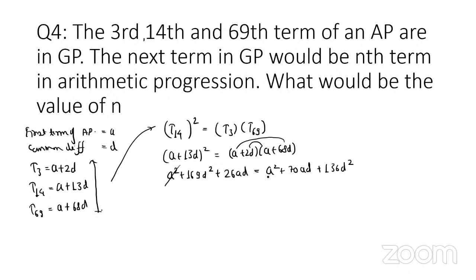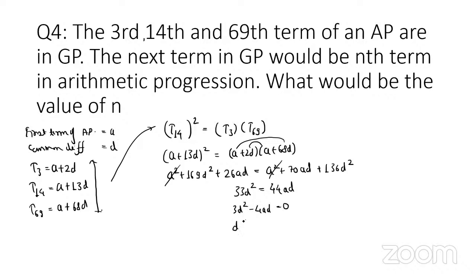As you can see, a squared just gets cancelled out, right? If 26ad goes to the right side, we get 44ad, right? Must be 44ad, we can say that. 136d squared coming to the left side must be how much? It must be 33d squared. Luckily, guys, you can see 11 is common here. So we can say that 3d squared minus 4ad equals 0, right?